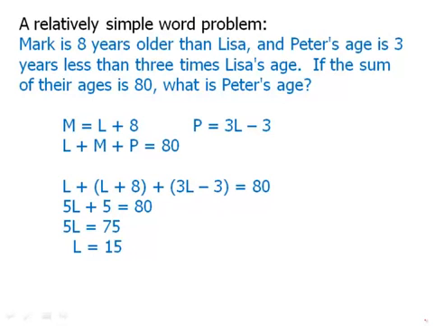Now, very good that we use sensible letters here. L equals 15. That's Lisa's age. That's not the answer to the question. We need Peter's age. So Peter's age, we have to take that, multiply by 3, and then subtract 3. Well, that would be 42, and that's the answer to the question.